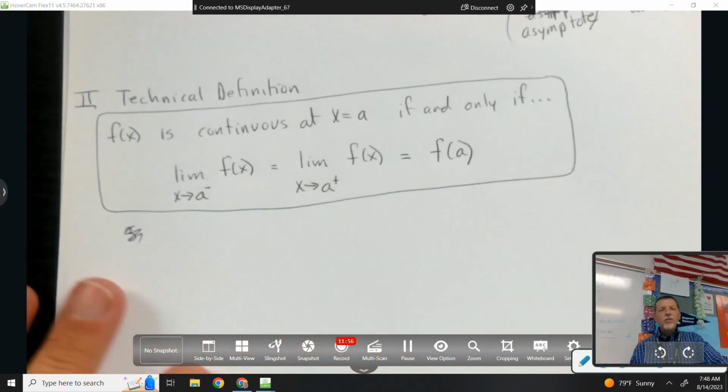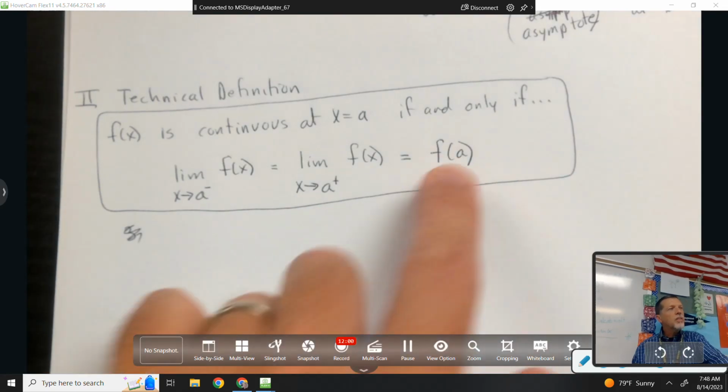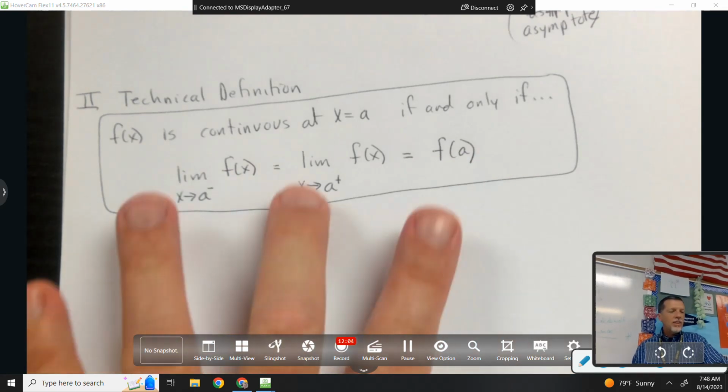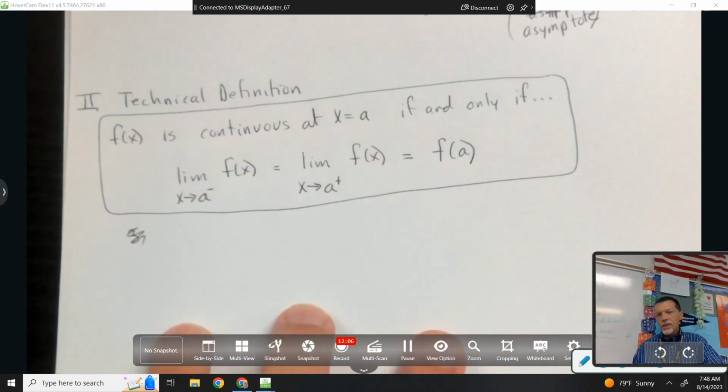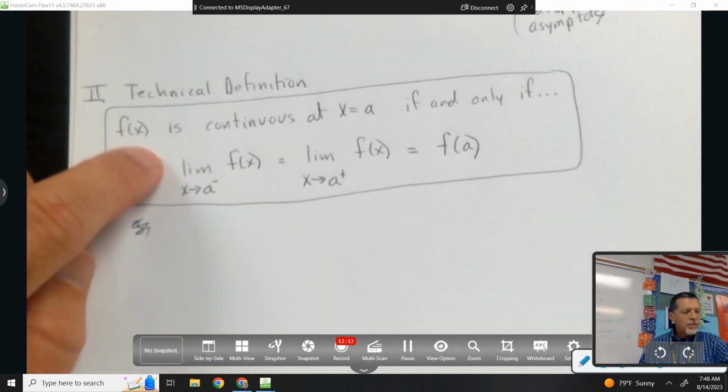Again, if I ask you to show or prove continuity, I want to see those three things. You'll start by writing those three things, and then you'll start working, and then either they all equal each other, or you'll figure out somewhere that it doesn't work, and then you can say it's not continuous there. But you've got to know that.